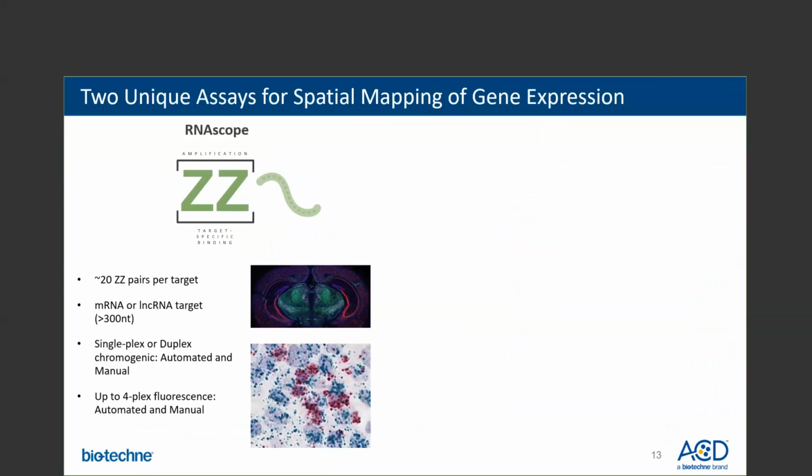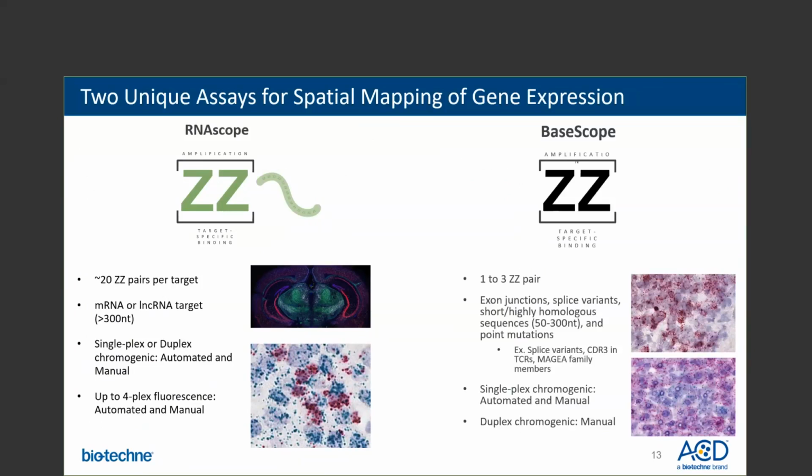RNAscope technology includes two unique assays to detect RNA in the tissue context at single molecule sensitivity with single cell resolution. RNAscope, as seen here on the left, for mRNA or non-coding RNA greater than 300 nucleotides in length, and BaseScope, as seen here on the right, for exon junctions, splice variants, and highly homologous or short sequences. Both these assays are available in different flavors. RNAscope is available in automated and manual platforms in singleplex or duplex chromogenic formats, and up to 4-plex fluorescence format using automated and manual platforms. BaseScope assay is available on automated and manual platforms as singleplex chromogenic assay and as a manual assay for duplex detection.